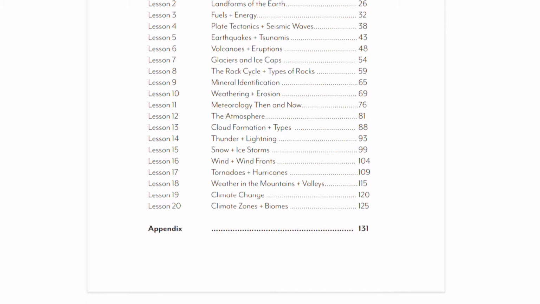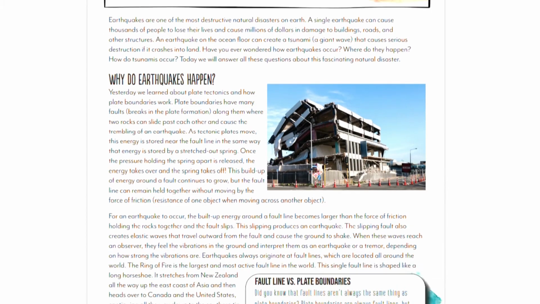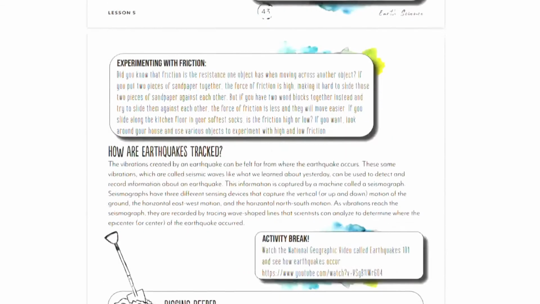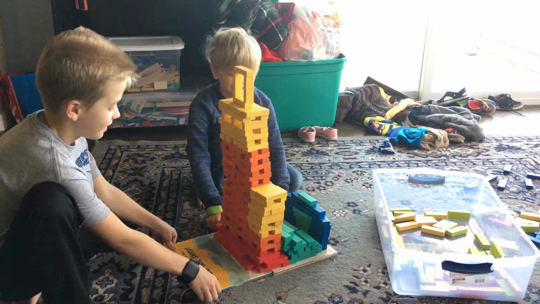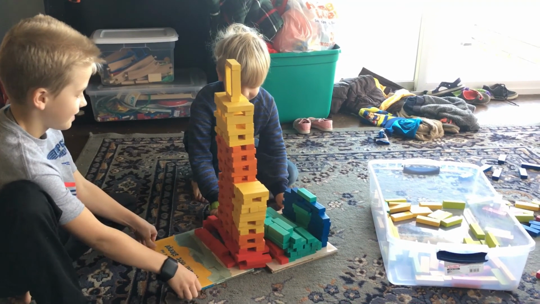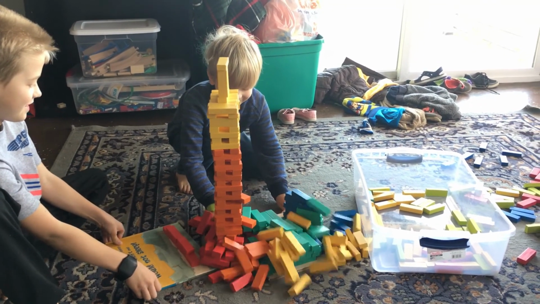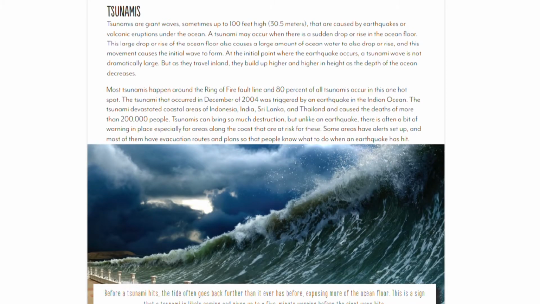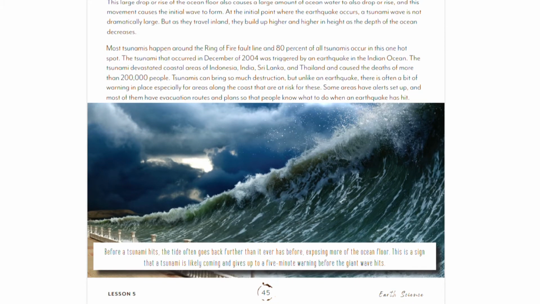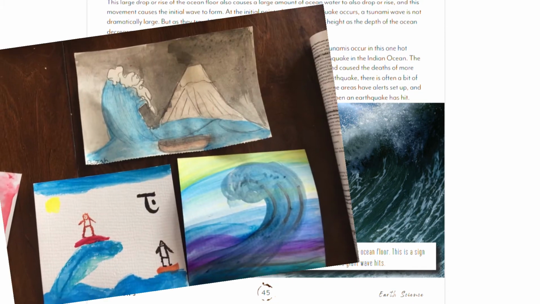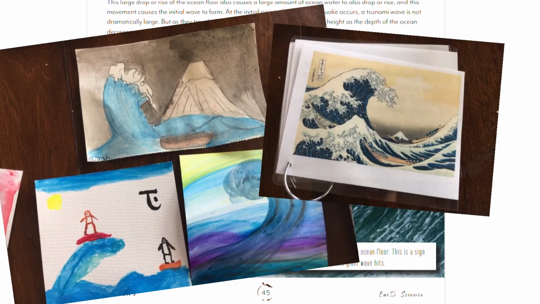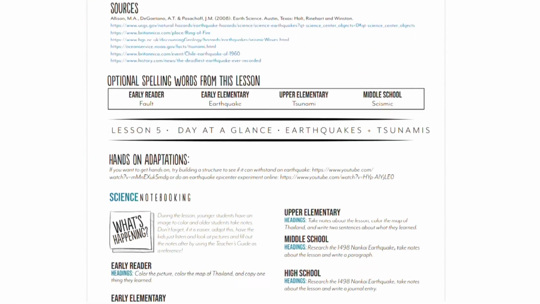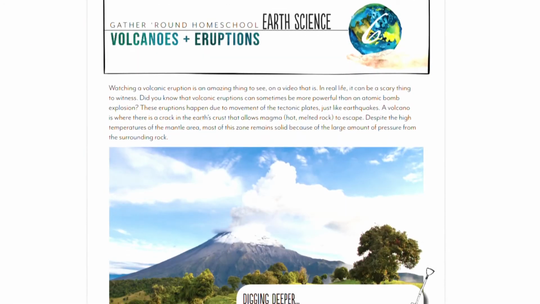We'll just scroll through here and show you, this is what the teacher reads for lesson 5. We learned about tectonic plates, and this is a little video of my kids moving the tectonic plates and everything above them tumbling down, showing them how earthquakes can happen. Then we studied tsunamis. There's tons of information in here. These are the pictures that my kids painted, The Great Wave, so we incorporated art when we did tsunamis.